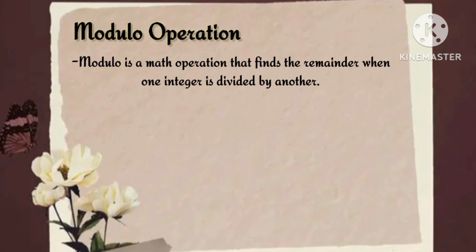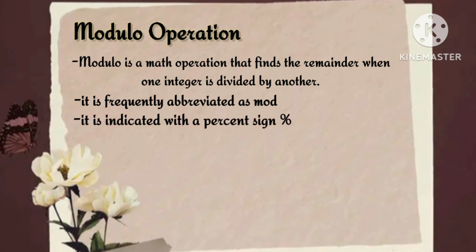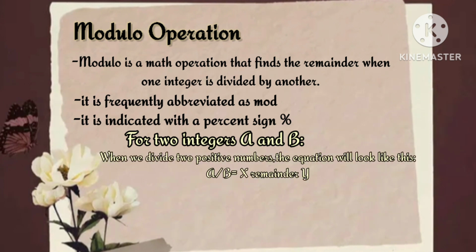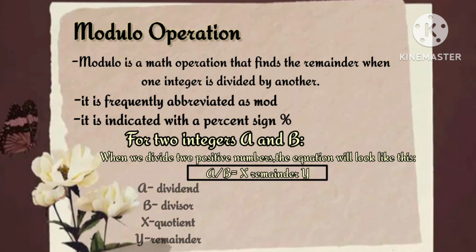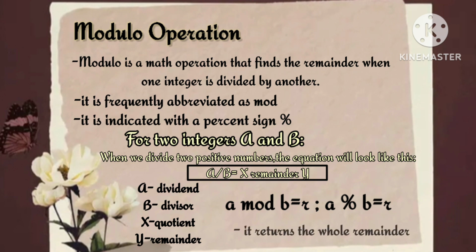Modulo is a math operation that finds the remainder when one integer is divided by another. In writing, it is frequently abbreviated as mod, or it is indicated with a percent sign. For two integers a and b, when we divide two positive numbers, the equation will look like this. a is the dividend, b is the divisor, x is the quotient, and y is the remainder. Or it could be like this in a short one. Instead of returning the result of the division, the modulo operation returns the whole number remainder.